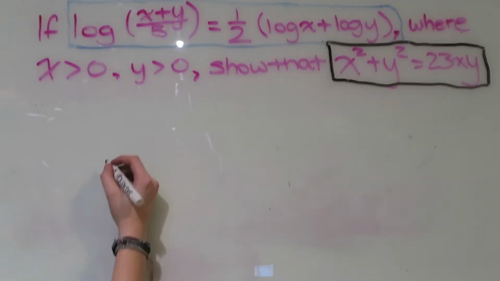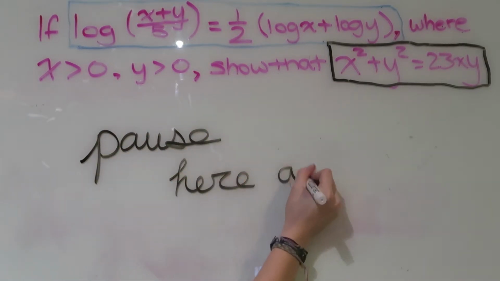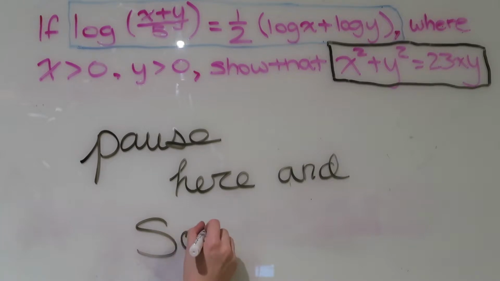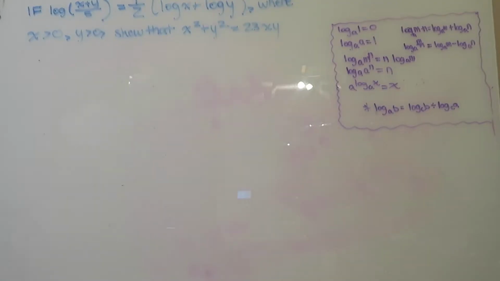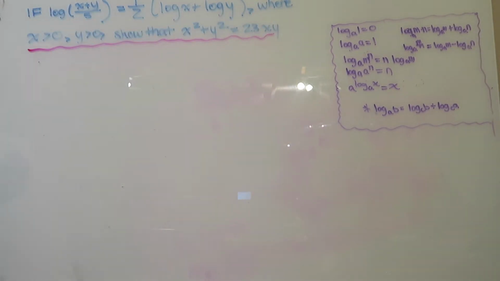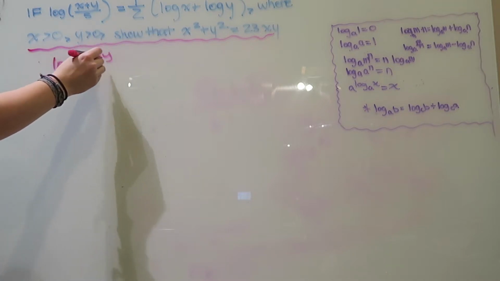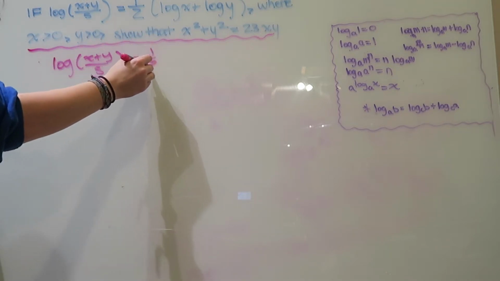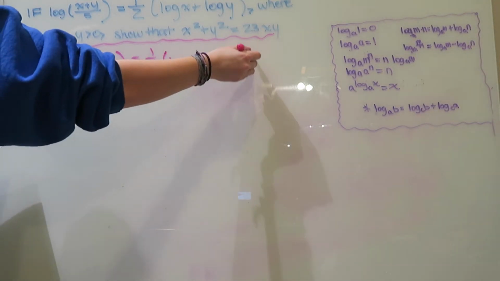Now let's implement these rules. If log of (x plus y) over 5 equals 1/2 times (log x plus log y), where x is greater than 0 and y is greater than 0, show that x squared plus y squared equals 23xy. You can pause this here and give it a try. So how do we go about solving this? Well, what the question is really asking you to do is to simplify the equation to show that it equals x squared plus y squared equals 23xy, which we can achieve by manipulating the equation.